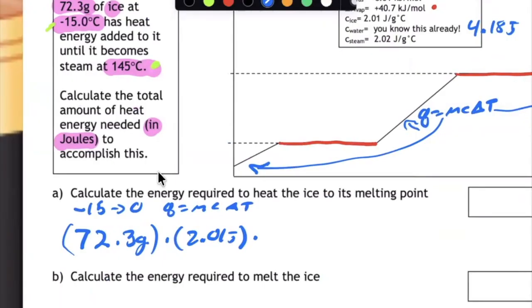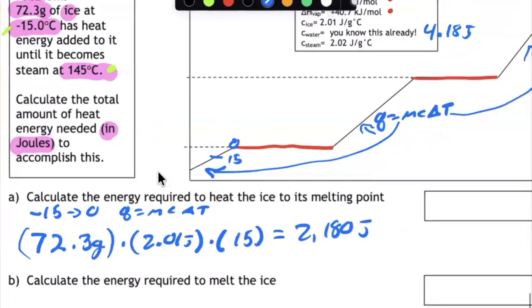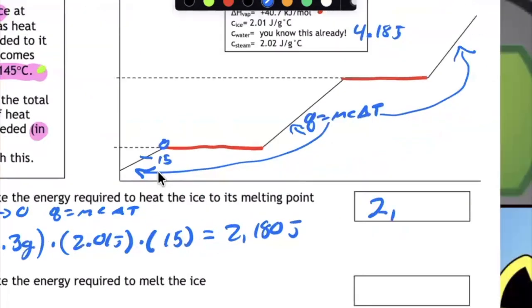Okay, and then times your delta T, final minus initial. So my initial was negative 15, my final is 0. So 0 minus negative 15 is a positive 15. Okay, and that equals 2,180 joules.